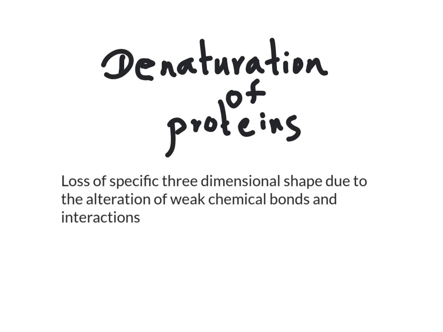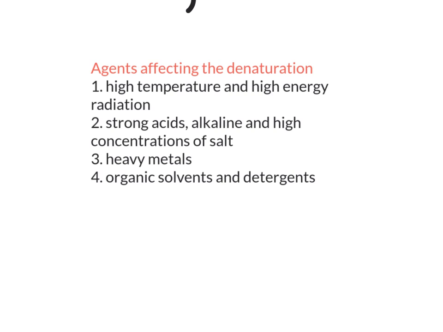This alteration, or denaturation, occurs due to some factors. So you should know the factors. You don't need to know the mechanism of how they break down. These are the agents that affect denaturation. First one is high temperature and high energy radiation. Then strong acids, alkalis, and high concentration of salt, and heavy metals, organic solvents and detergents. So you should know all these agents, and remember, you don't need to know the mechanism of how they affect.